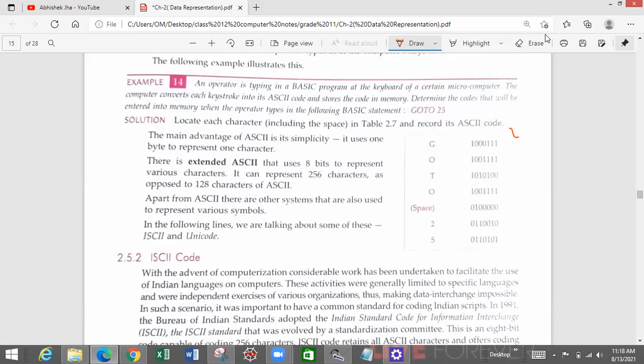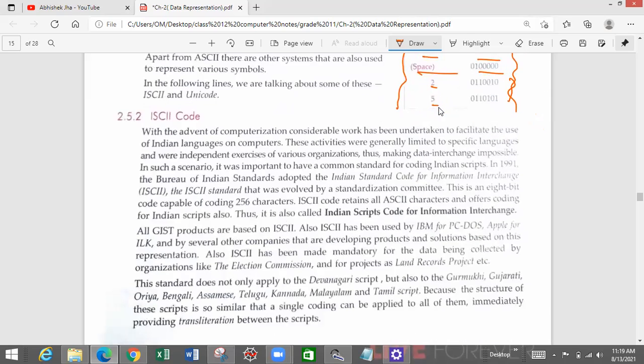Suppose in a computer you are writing this program. So how will it be given? Locate the character, each character including the space in table 2.7, and record its ASCII code. So for G, this is the ASCII code. For O, this is the ASCII code. T, this is the ASCII code. O, this is the ASCII code. For space, this is the code. 25, these are the codes. So using this code, if you are writing GOTO space 25, in the computer, you are entering this data and not this data. This data is for our understanding. This is data for our internal computer working.